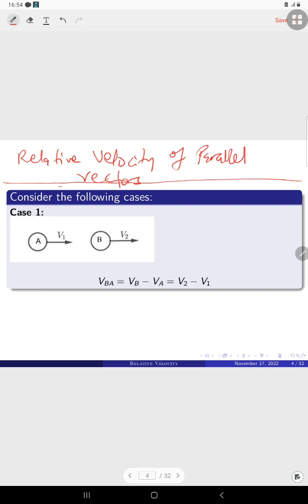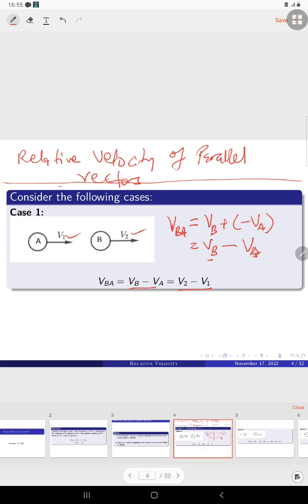Look at this. These two bodies are parallel, body A and body B. Body A is moving with velocity v1 and body B is moving with velocity v2. If I want to find the velocity of B relative to A, how do I find it? By definition it is Vb plus negative Va, so this ends up giving us Vb minus Va. According to the diagram, the velocity of B is v2 and the velocity of A is v1. That is why we have this equation. So take note of that.